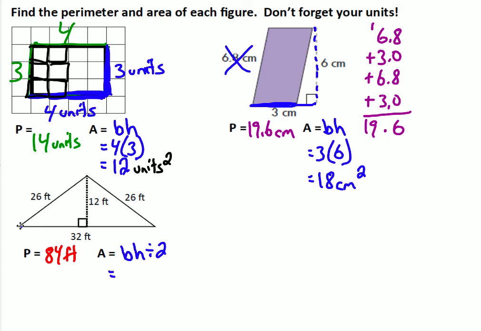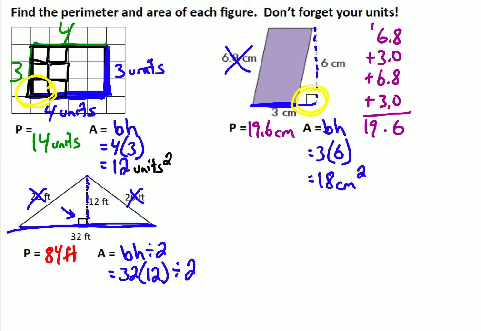So my base is always that flat bottom edge, 32. My height, remember, we don't want those slanted sides. We always want to look for that right angle that goes straight up. Sometimes it's in the middle of the shape, okay? Sometimes it's on the corner of the shape. Sometimes it's outside of the shape, but we look for that right angle to know that it's going to be my height. In this case, my height is 12, and I want to divide by 2 because it's a triangle.